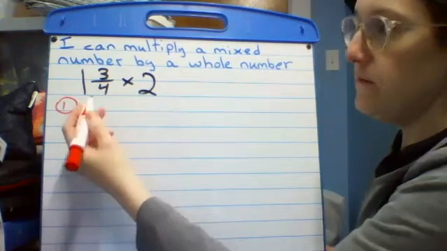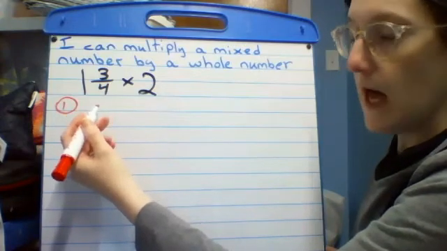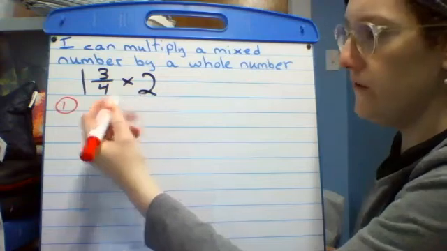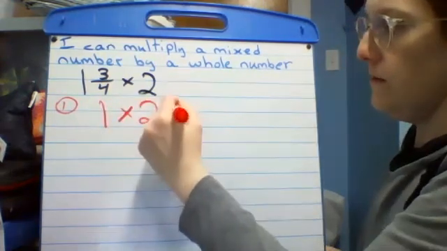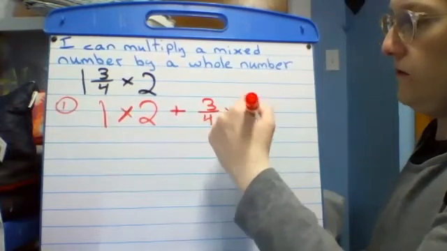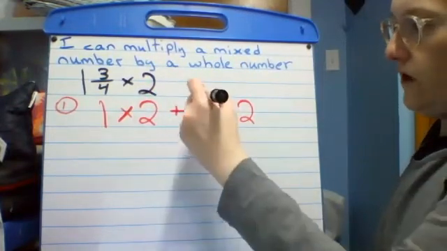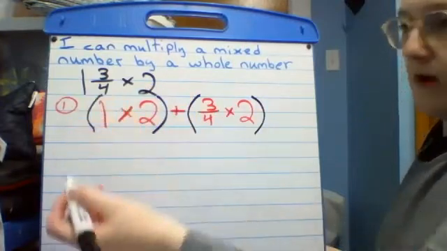We're going to take the mixed number and split it up into the whole number and the fraction and multiply each part times the 2. So we're going to take 1 times 2 plus the 3/4 times 2. To help you see the separate parts, if you want, you can add parentheses.